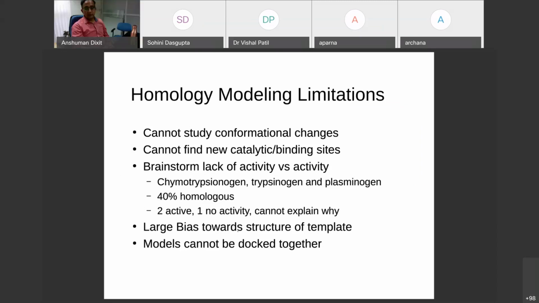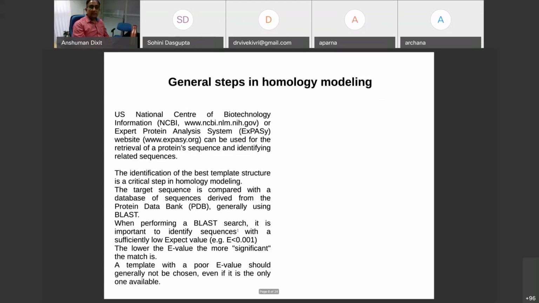And then obviously, as I said, because it is created through the skeleton of the template, there would be a large bias towards the structure of the template, and models cannot be docked together. So these are the major limitations. And now the general steps in homology modeling.